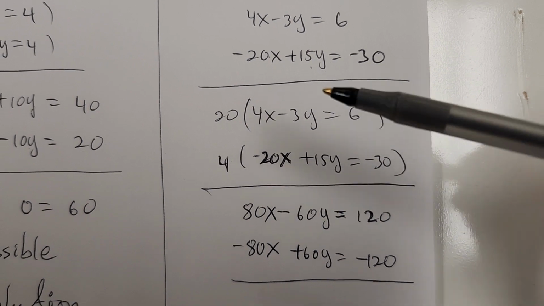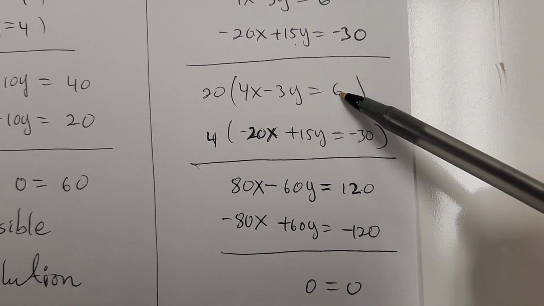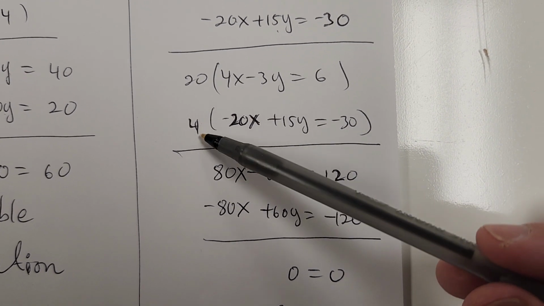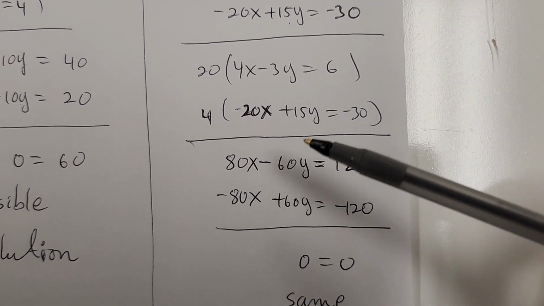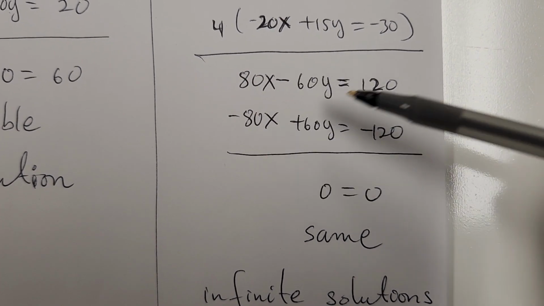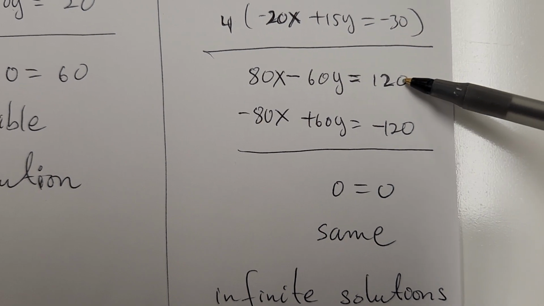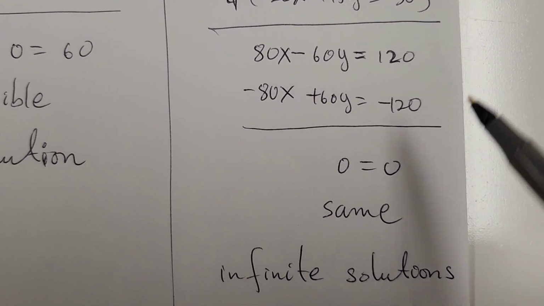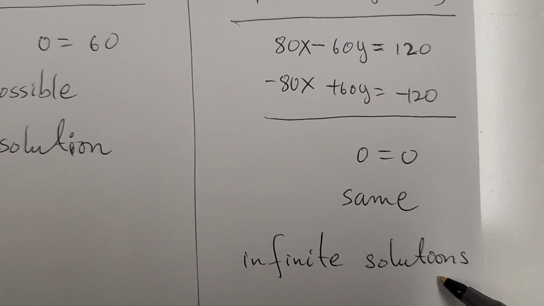Okay, so multiply that out. So that gives me 80. This gives me negative 60. This gives me 120. This bottom equation gives me negative 80. That gives me positive 60. And this gives me negative 20. And then as you can see, the 80x goes away. 60y also goes away, so it's just 0. And then on the right hand side, 120 subtract 120 is also 0. So in this case, 0 equals 0, so therefore infinite solution.